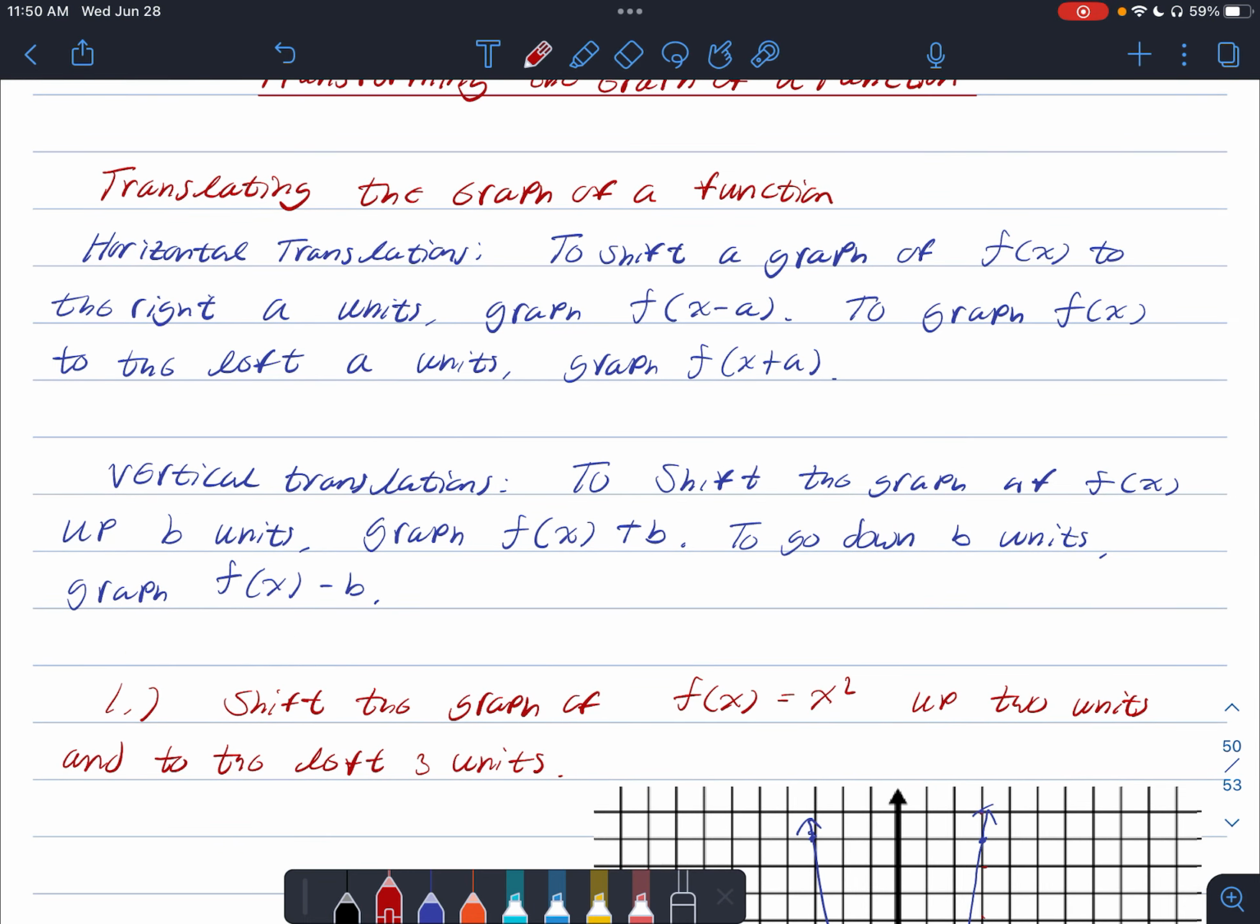So if we want to do a horizontal translation, given some function f of x, sorry, we'll start with the right. If we want to go to the right a units, where a is just some positive number, we're going to graph f of x minus a. It seems kind of counterintuitive, but we'll see why this works in just a few minutes. To graph f of x to the left a units, we'll graph f of x plus a.